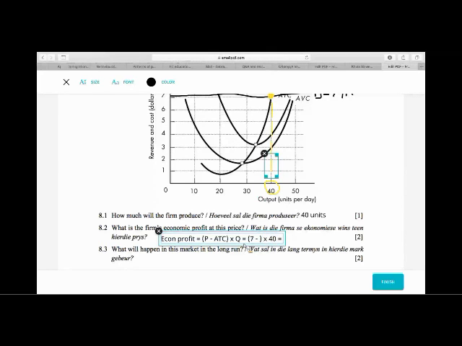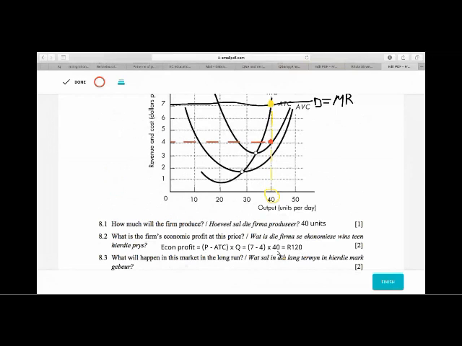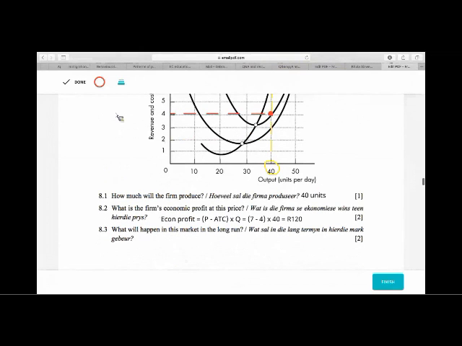So to find ATC at the quantity of 40, we go to this 40 and we read up to the ATC curve. And this value here is the ATC for 40 units. So I can see that the ATC at 40 units is 4 Rand. So the answer is 120 Rand, 3 Rand times 40. What will happen in this market in the long run?